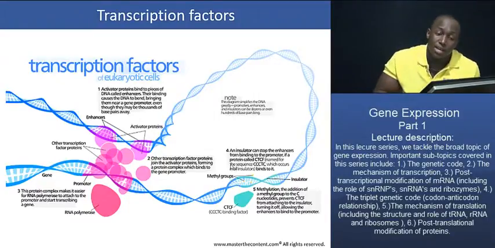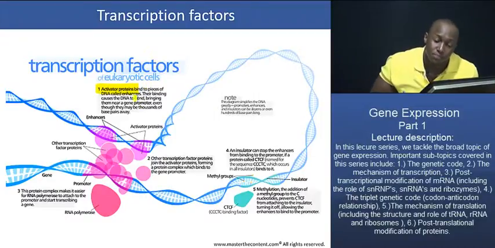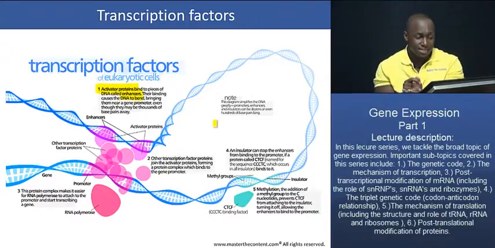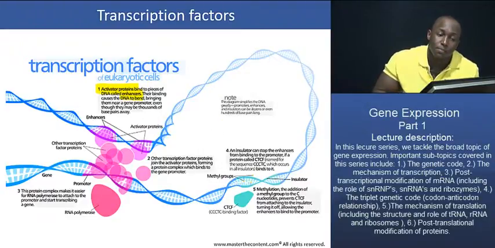For instance, we have transcription factors called activator proteins. What an activator protein does is bind to a segment of DNA we call an enhancer. Once it does this, it will cause that portion of DNA to bend and bring it in close association with a promoter.